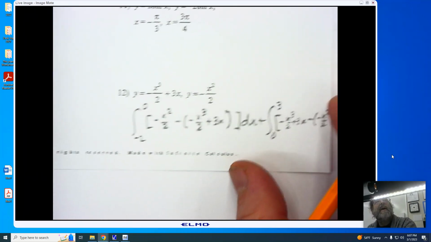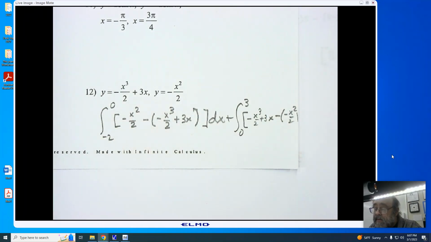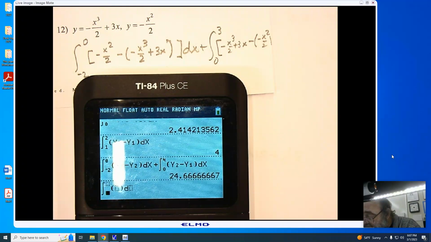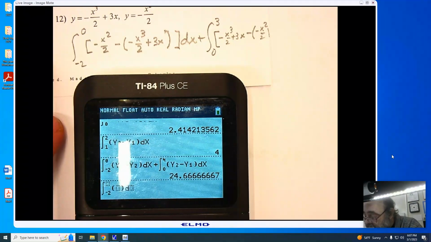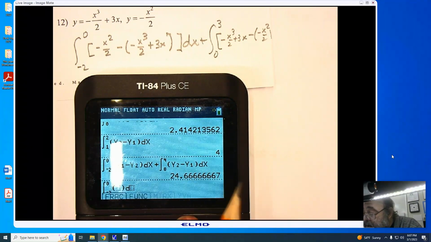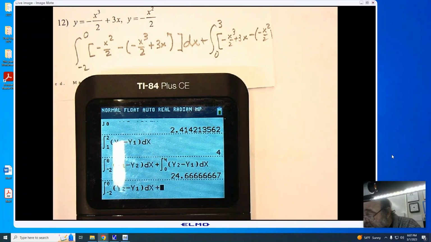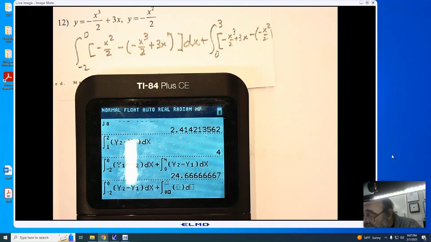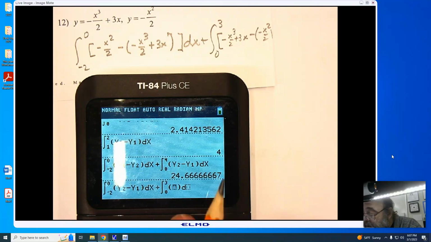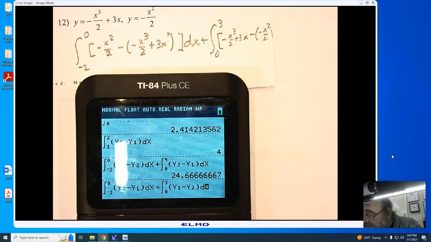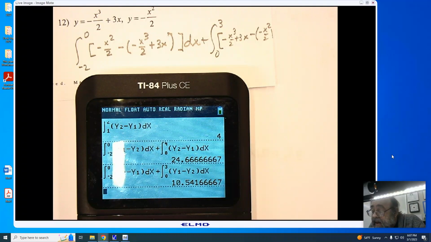You can't really see that, so let me try to show it to you. And then we've got that dx. So we're going to put this into our calculator exactly as we see it. Go to the home screen. We're looking at Math 9. We're going from negative 2 up to 0. We're going to put in our y2 minus y1 dx. Then we're going to add Math 9 from 0 up to 3. We're going to put in alpha trace y1 minus alpha trace y2 dx and hit enter. We get 10.54166.